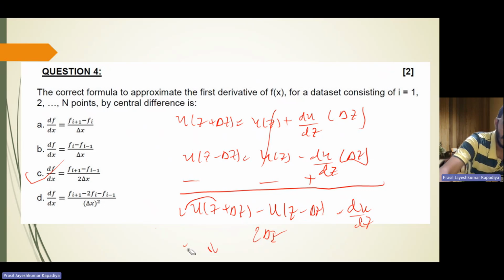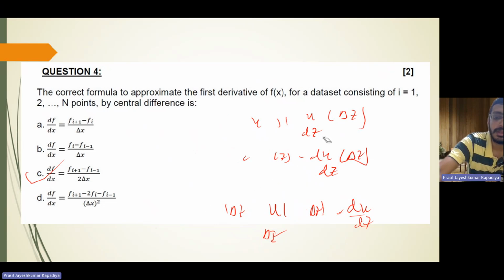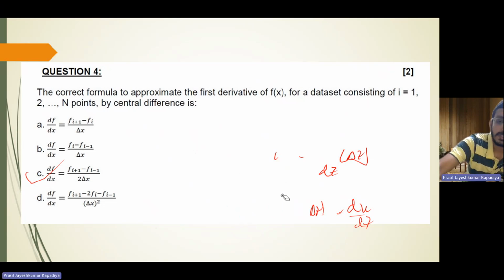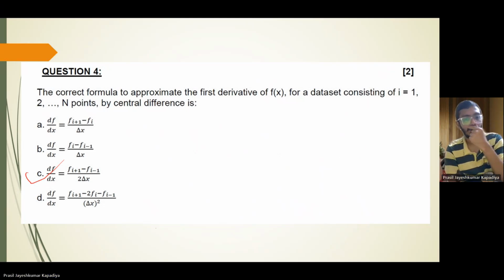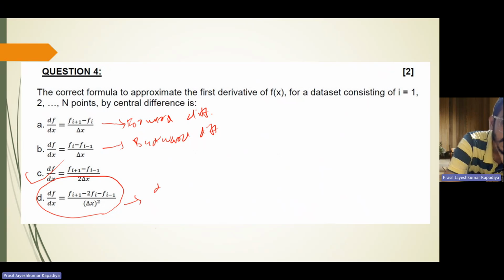And what is the order of error? The order of error is delta x squared. While in forward difference, it will be simply order of delta x. Correct? So this is the formula for central difference. Which one is for forward difference? This one is for forward difference. Correct? And here, going from i to i minus 1, this is for backward difference. And this is also for central difference, but it is not df by dx, it is d square f by dx square. So this thing you need to know.